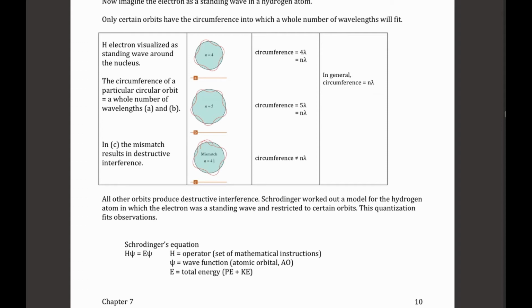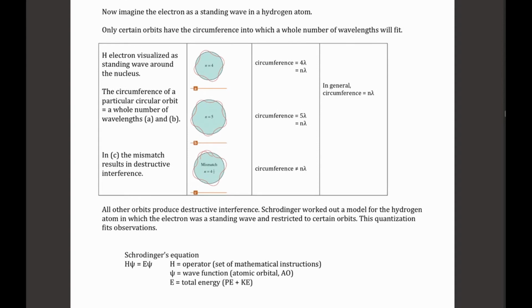Schrödinger worked out a model for the hydrogen atom in which the electron was a standing wave and restricted to certain orbits. This led to quantization, and this quantization fits observations. Alrighty, so there is the Schrödinger equation: H psi equals E psi, which you will study more in upper division classes if you go into chemistry or physics. It's a very complex equation. It's basically an energy balance equation.